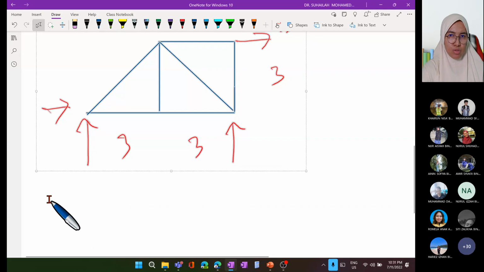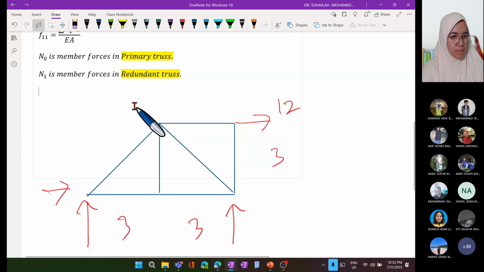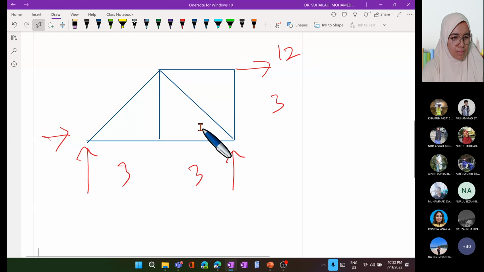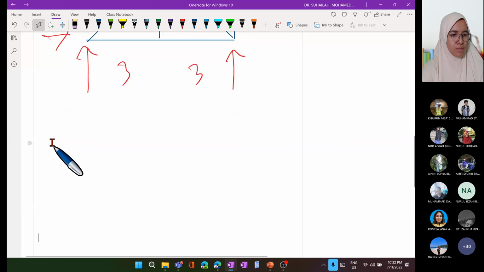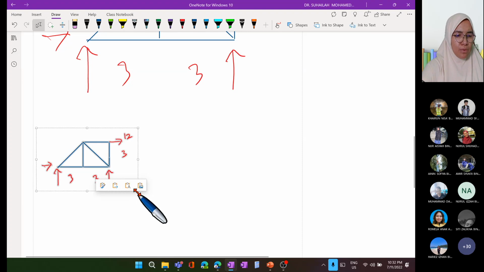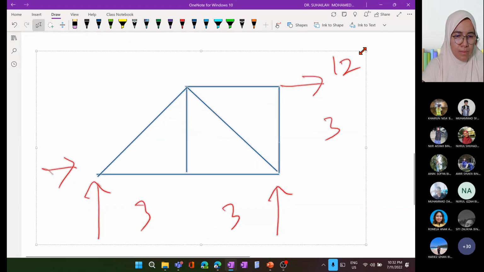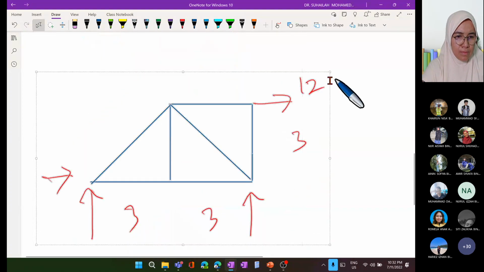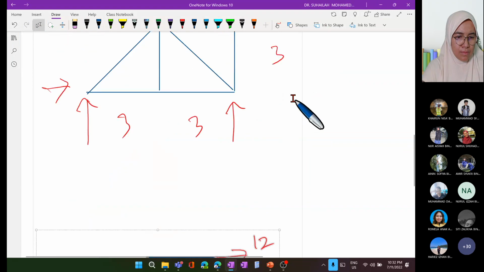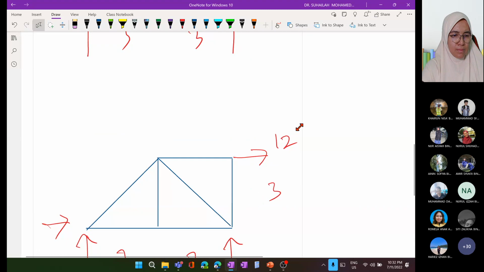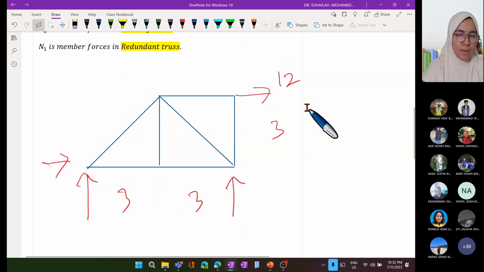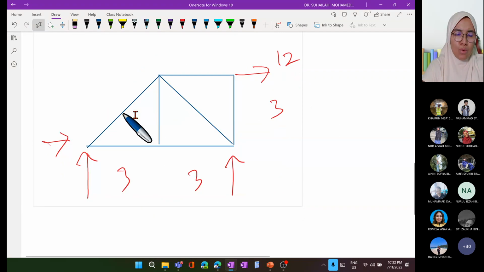And we should have 2, because we have to have 2 systems. One is primary, one is redundant. So the above one is the primary truss, and the lower is the redundant, primary and redundant.